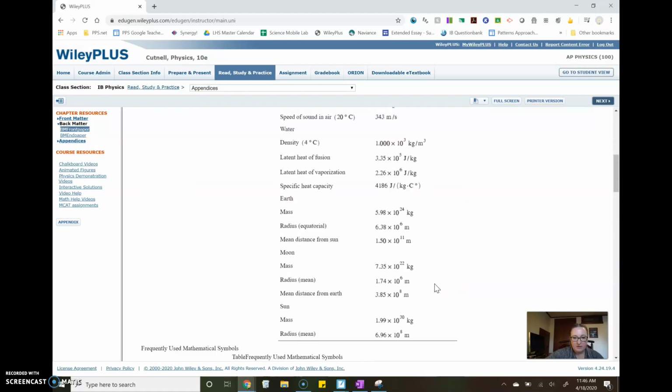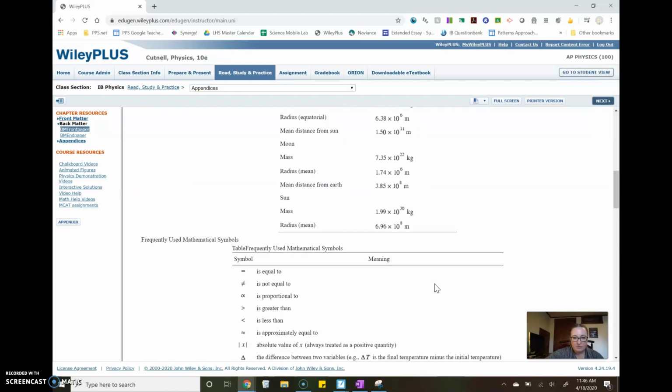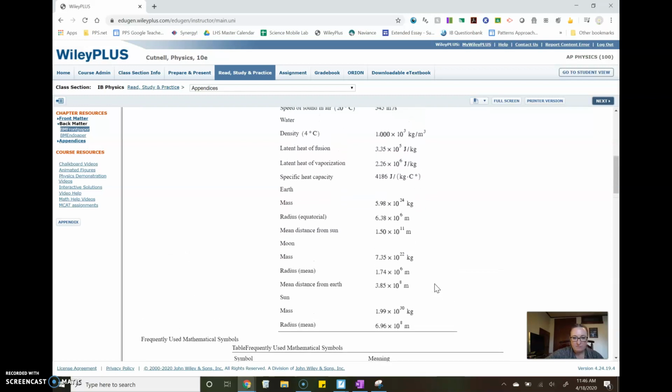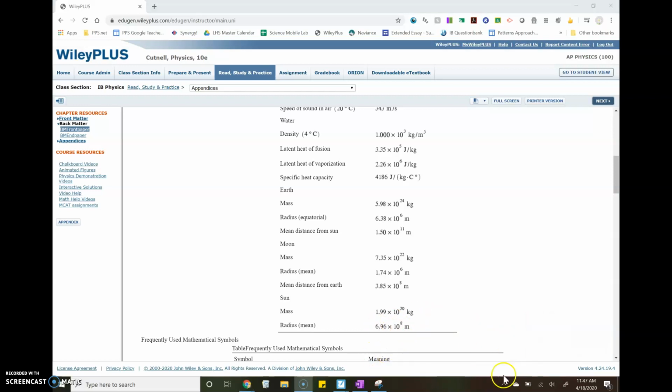And then there's some stuff like, there's the Earth. You see that right there? Earth, the Earth's mass, and its radius, and its average distance from the sun. The formatting here is kind of funny. But then you've got the moon's mass, radius, and average distance from the Earth, and the sun's mass and radius. Those will be really important for this lesson. Okay? All right. So let's get going.